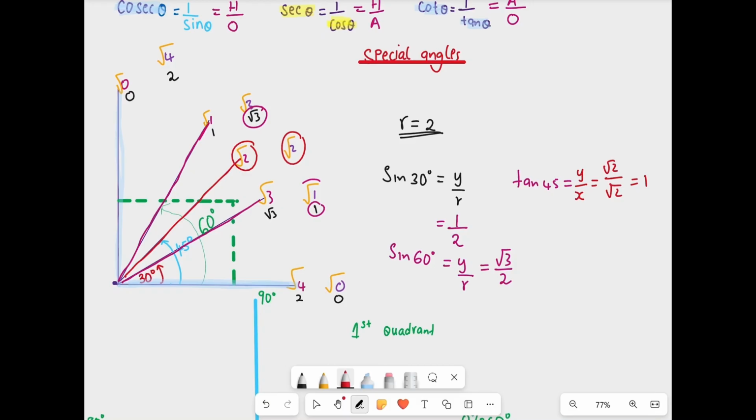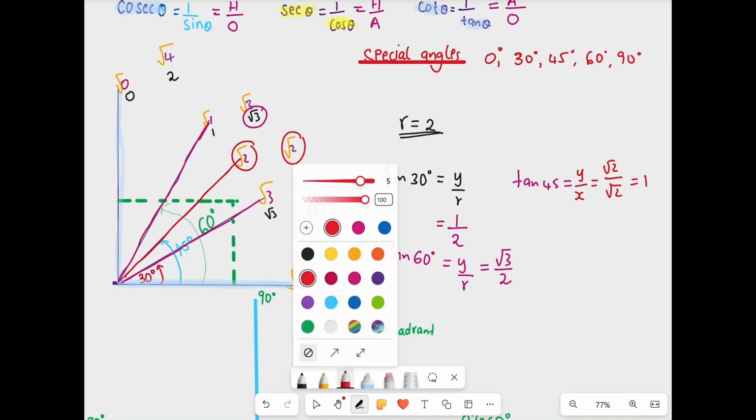Remember, special angles are 0, 30, 45, 60, even 90. So these ones, you need to know them by heart.